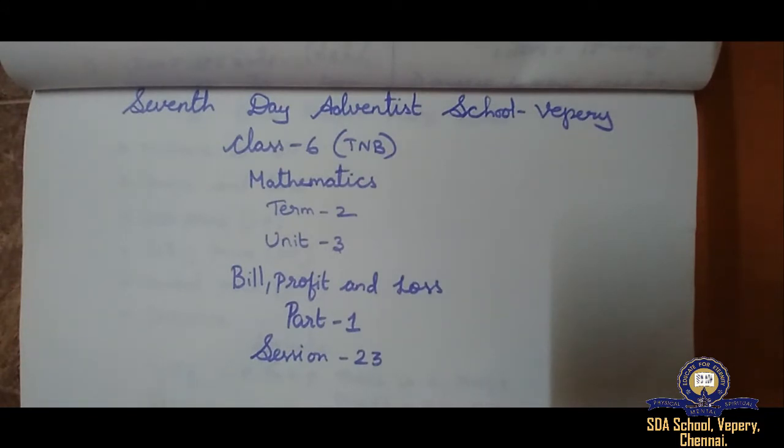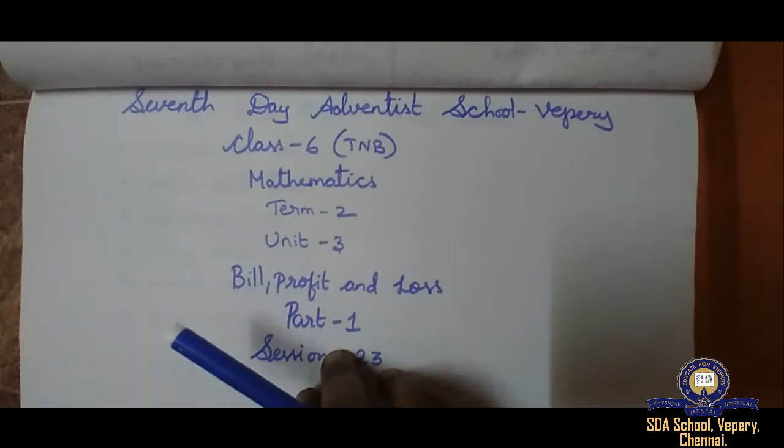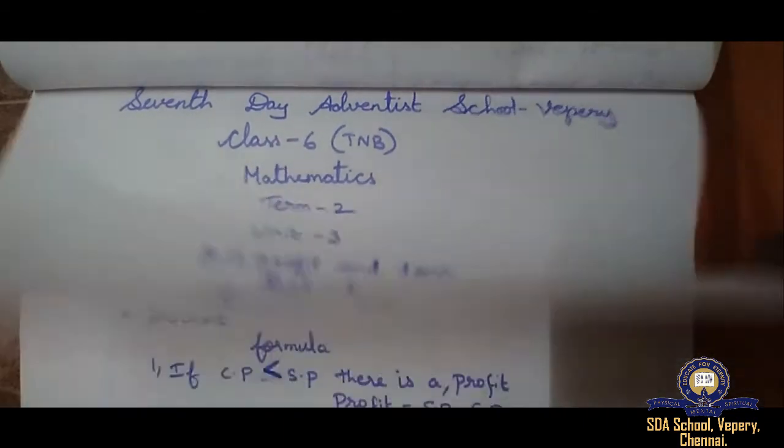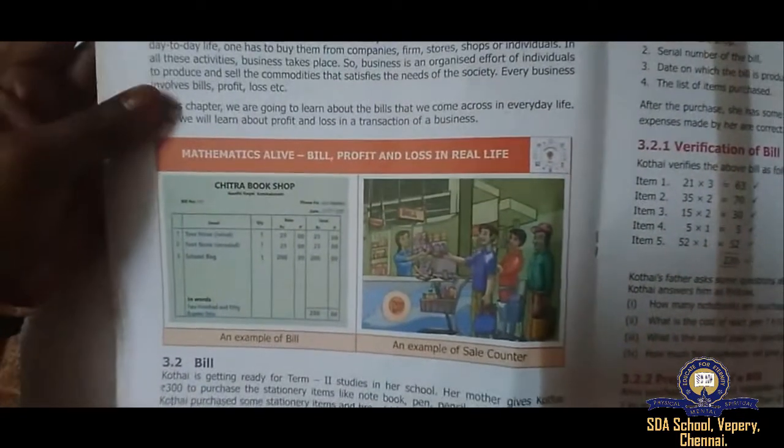Today we are going to take class 6 standard mathematics, third chapter. Chapter name is Bill, Profit and Loss. Part 1, session 23. Here we are going to see with the help of the textbook. Take your textbook, everybody. Take page number 44.